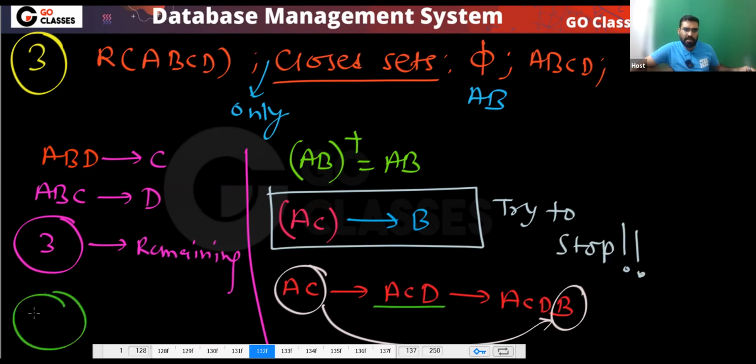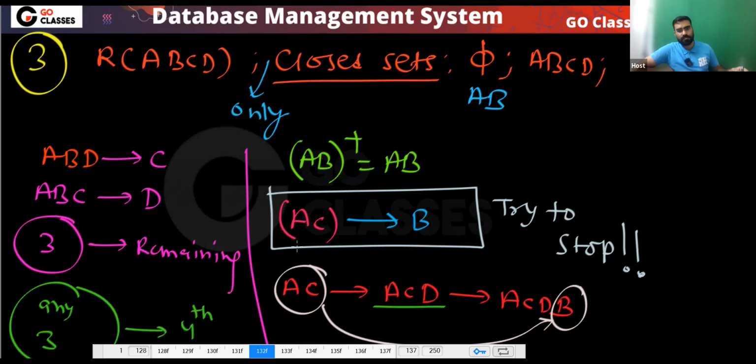Remember, once you have any three attributes, the fourth will definitely come. Agar Karan aaya to Arjun bhi aayega. So you can notice here also, AC, you cannot stop this. If you try to stop, you cannot, because AC is not closed. So something new it will bring. So finally, I can say that it will always happen.